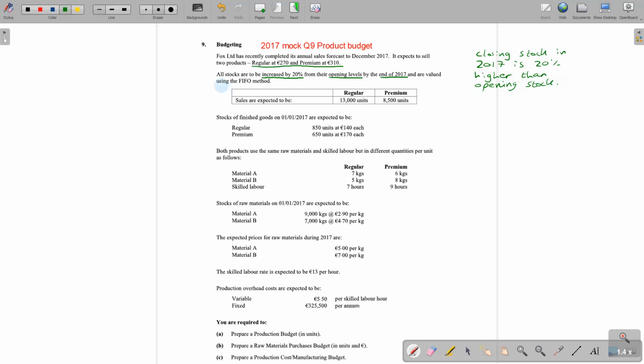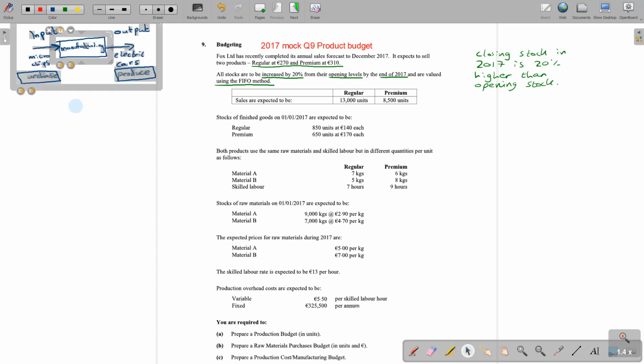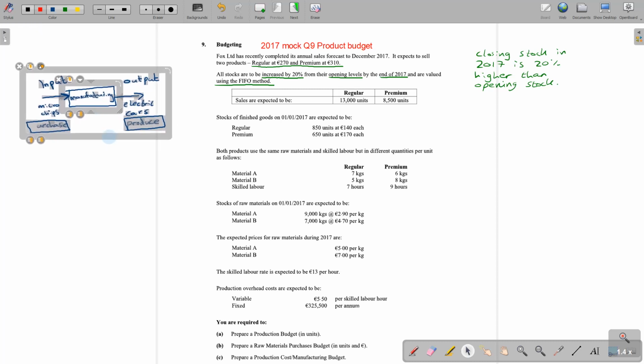Perfect. We use the FIFO method, which means when we're using raw materials, we'll use the smaller cost per unit first, the 290, because we bought it in 2016, and then we will use the €5. So that's just something to, again, bear in mind. Now, we're given expected sales. So essentially with that, what we now need to look at are what I would call the segregation of raw materials and products.